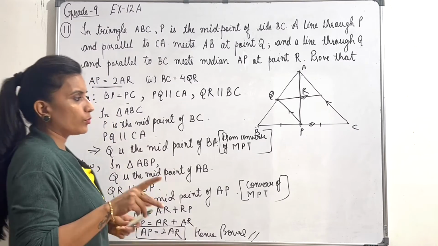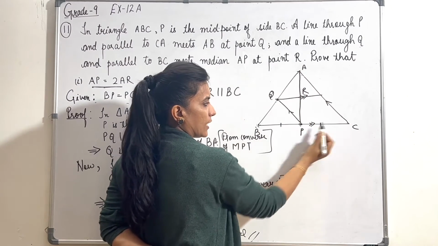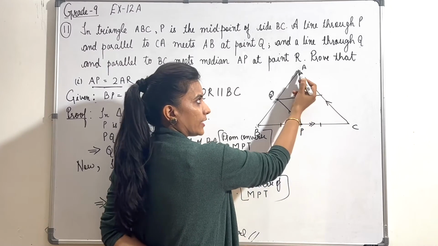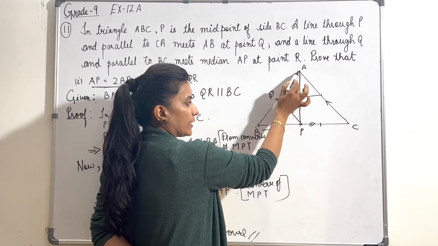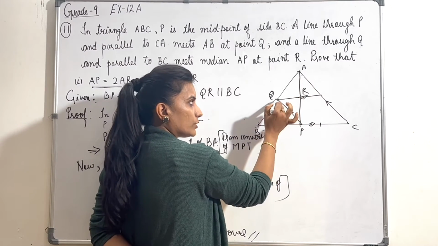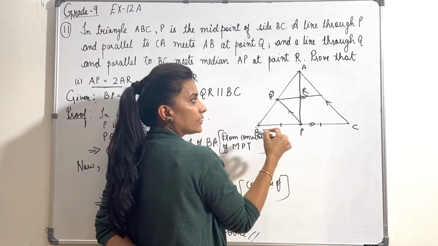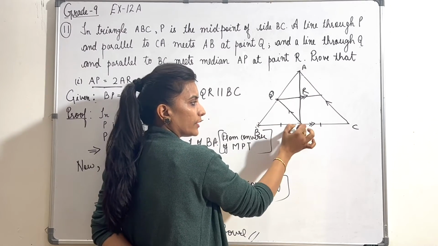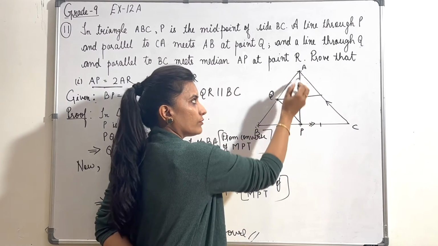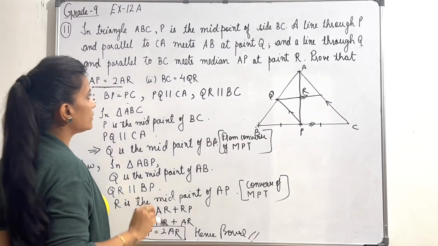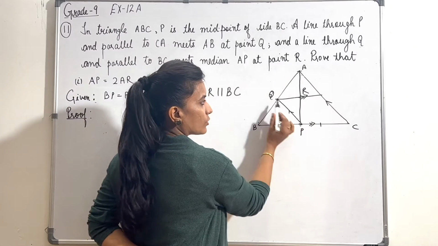Let's quickly recap. So what we have done, we have taken triangle ABC. Here P is the midpoint of BC and PQ is parallel to CA. This implies even Q is the midpoint of AB, right? Now in triangle ABP, Q is the midpoint of AB, proved above, and QR is parallel to BP. This implies even R will be midpoint of AP from the converse of midpoint theorem. So this shows that AP is twice of AR. Okay. Now let's prove the second part. Now we have to show that BC is 4 times of QR.